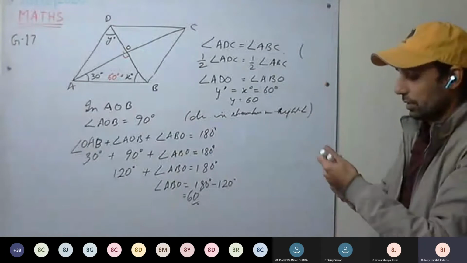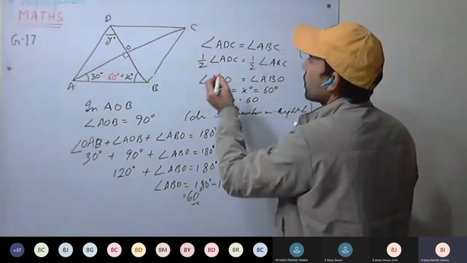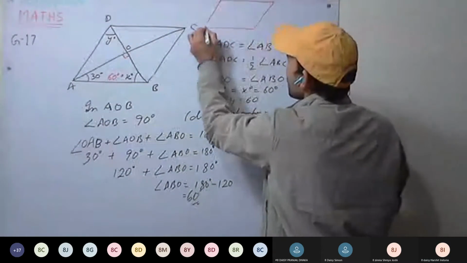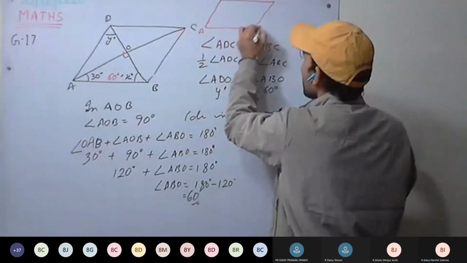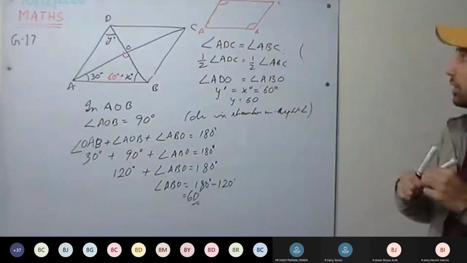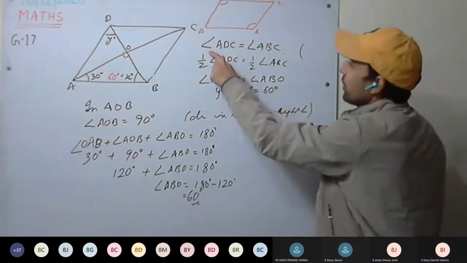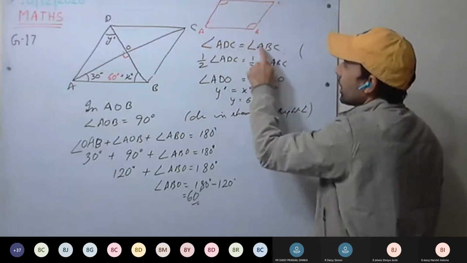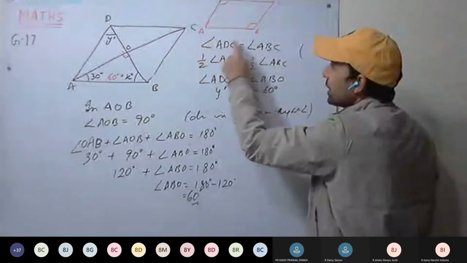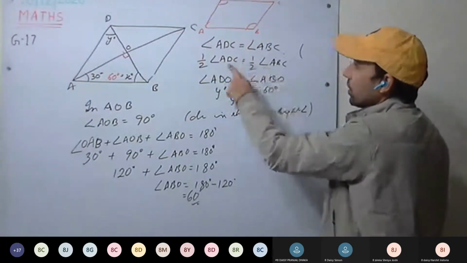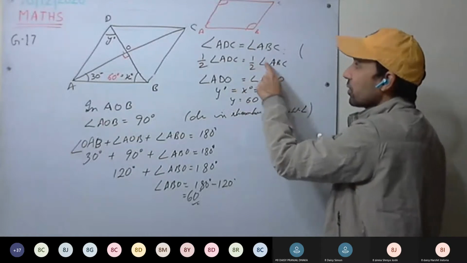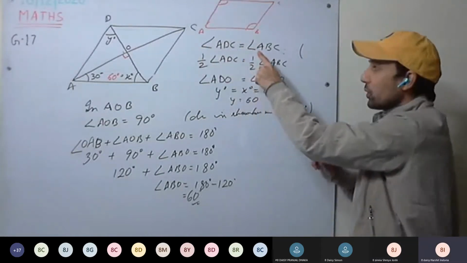How are x and y opposite? See here, we draw this rhombus A, B, C, D. These two angles are opposite. So we have written angle ADC equals angle ABC. These two are opposite. Now if I take half of angle ADC and half of angle ABC, they will be equal as well, just putting half on both sides.